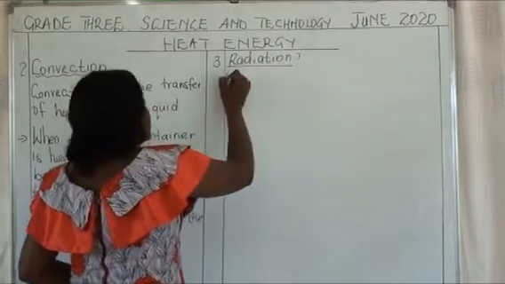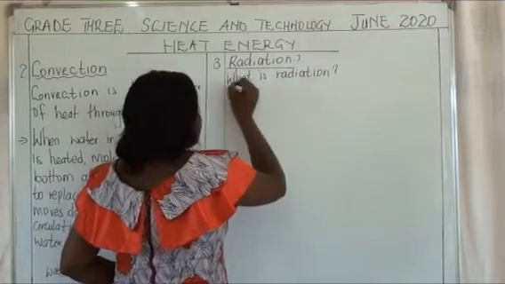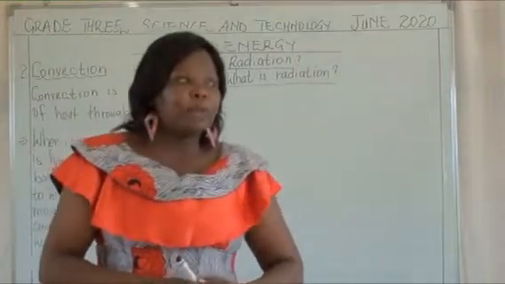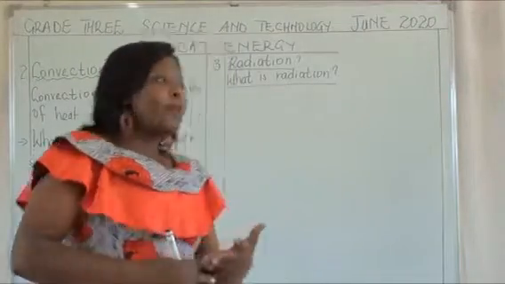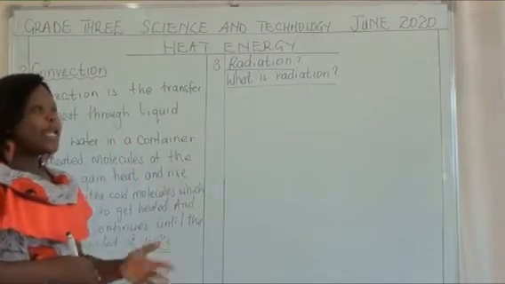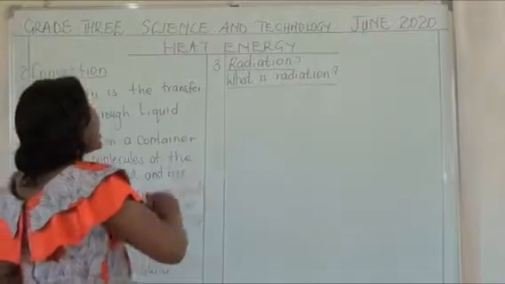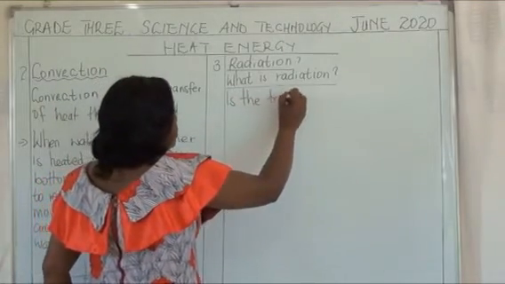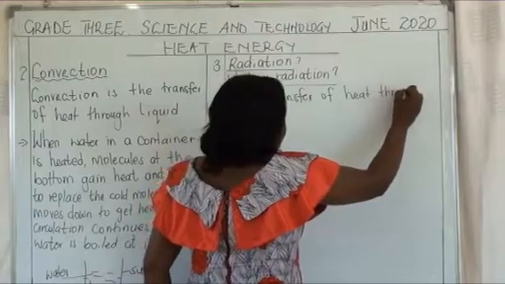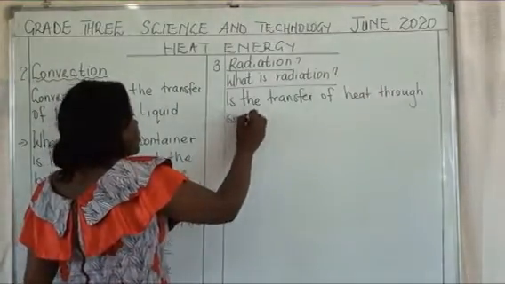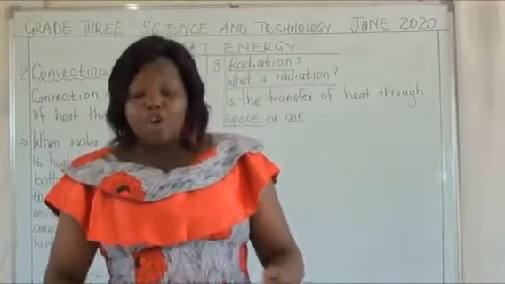So what is radiation? At the beginning, we said that movement of heat happens in matter, and we have 3 states of matter: solid, liquid, and gas. We have seen that conduction happens in solids, convection in liquids. Automatically, radiation is the transfer of heat through space or air, which is gas.